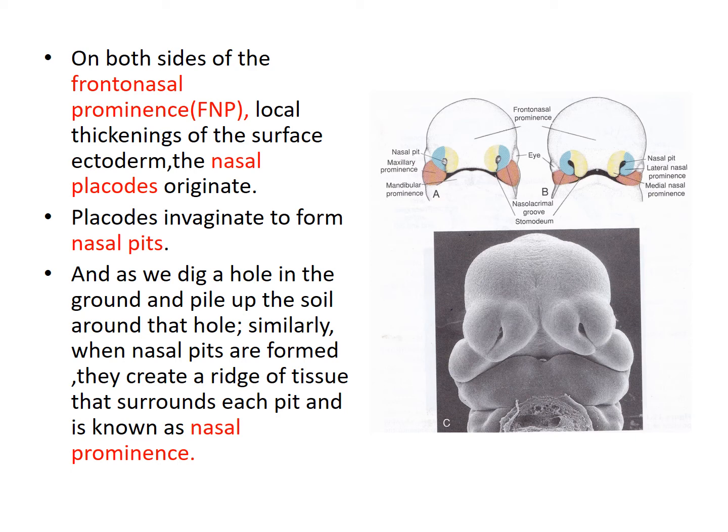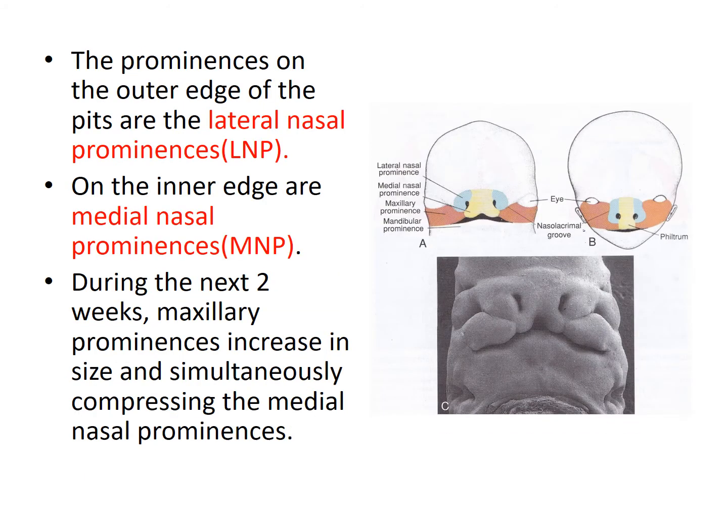Now, this nasal prominence around the nasal pit is divided into 2 components, medial and lateral. Medial component is medial nasal prominence, that is shown in yellow, whereas the lateral component is shown in blue and is known as lateral nasal prominence. So these are again bilateral and paired.